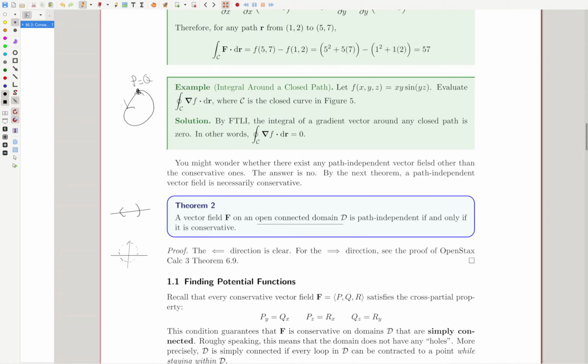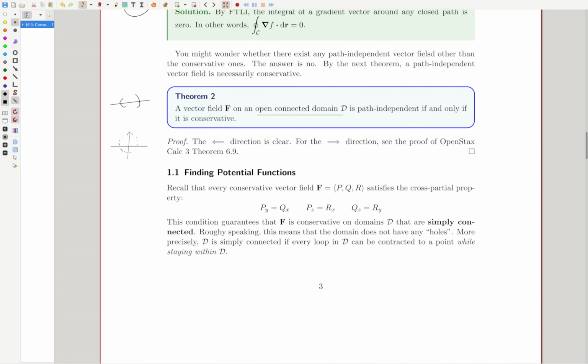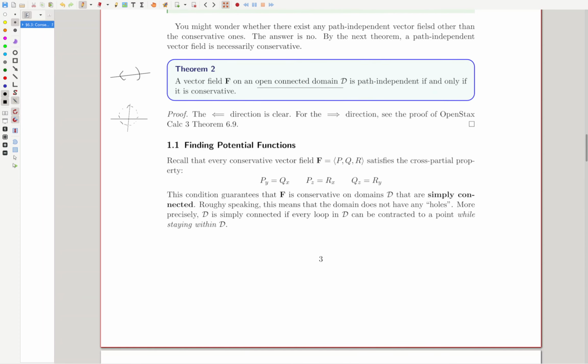Right? So all path-independent vector fields are arising as conservative vector fields. Okay. Right. So now this question about how do we find potential functions. So, right. First, I'm recalling that the cross-partial property is the following.